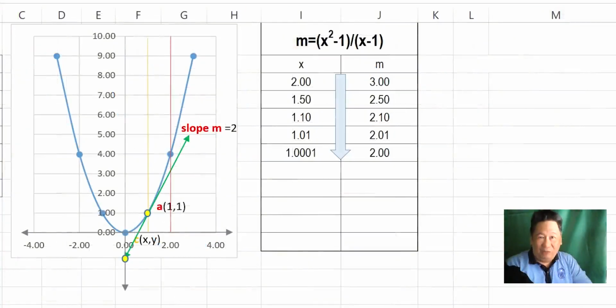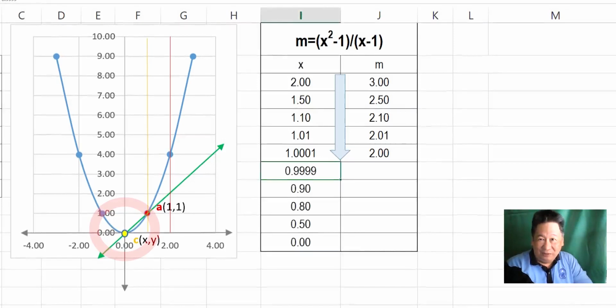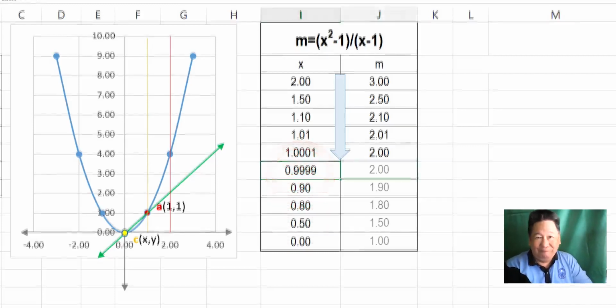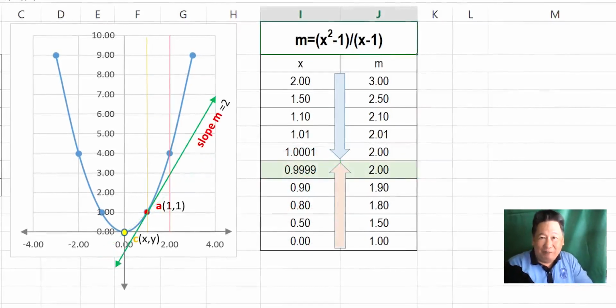We can also approach x equals 1 from 0 instead of 2. x approaches 1 from 0. Let's place the numbers in Excel. 0.5, 0.9, 0.99. Then let's copy the slope formula. See, the same thing happens. As x approaches 1 from 0, the slope of the secant line gets closer and closer to 2.